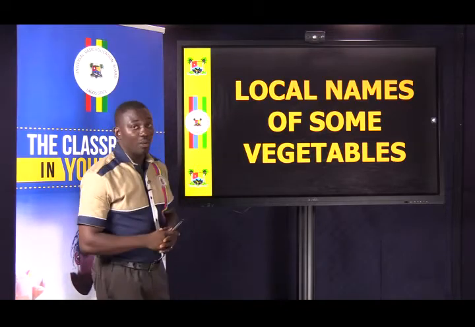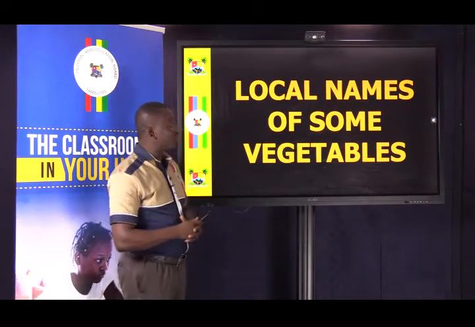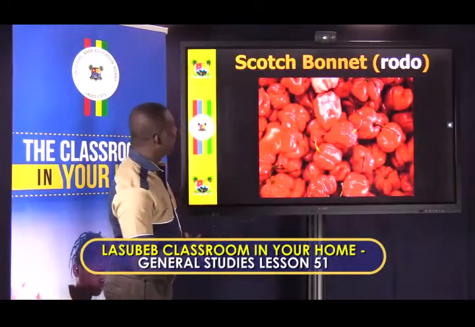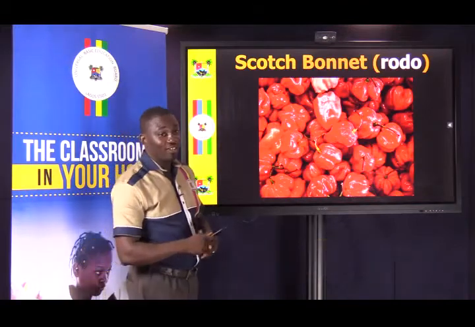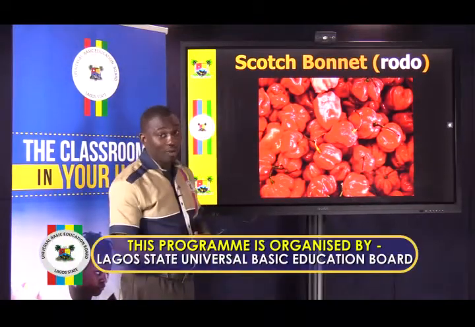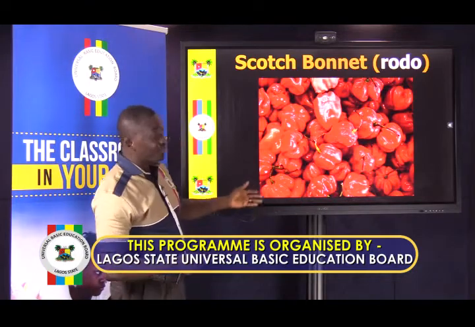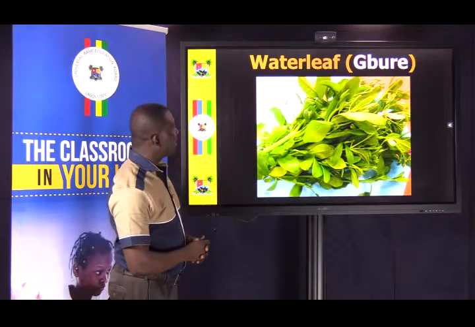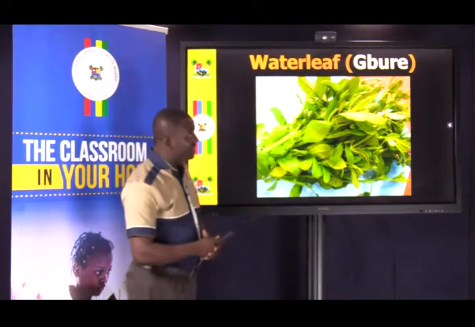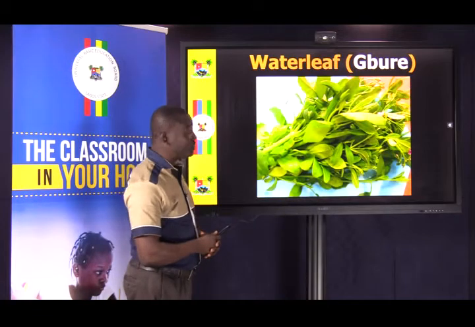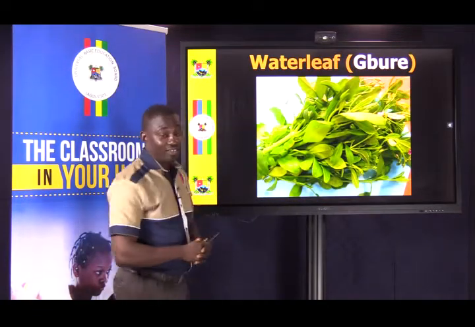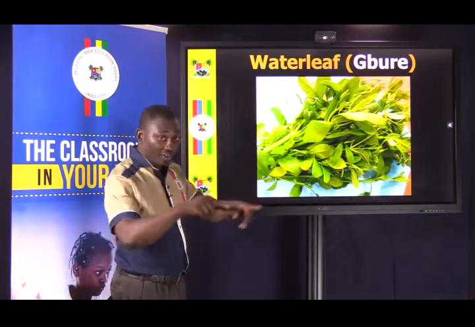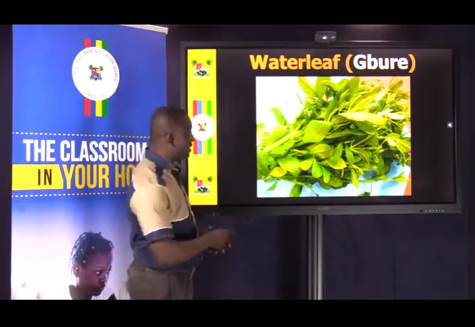All right, now we want to look at local names of some vegetables. What are the local names that we call some of these vegetables? So we'll be looking at them. Scotch bonnet is called in Yoruba language rodo. Some call it ata rodo, rodo, okay? Rodo in Yoruba language. Okay, water leaf. Water leaf in Yoruba language is referred to as gure. Say gure. Gure, okay? Gure.